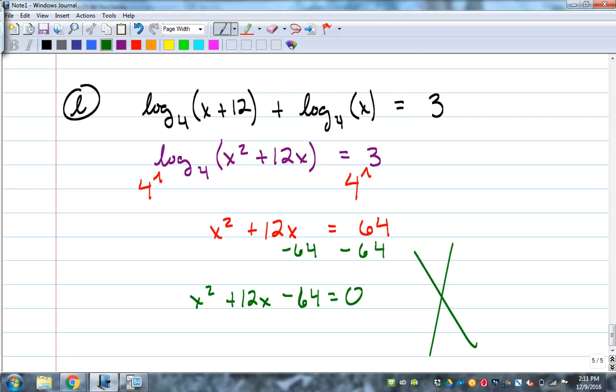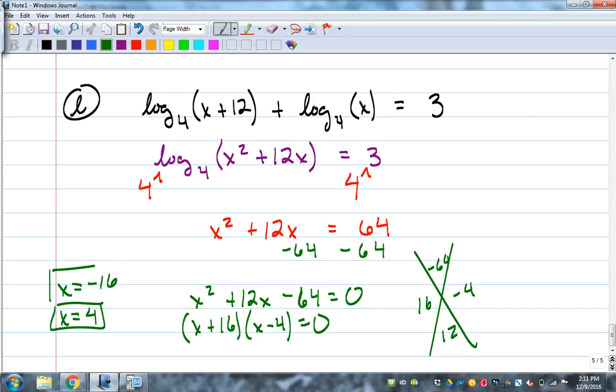Factor it. Negative 64, 12, the 16, and negative 4. X plus 16, x minus 4. So you get the answers x equals negative 16, x equals positive 4. And we throw out the negative 16 because it gives us a log of a negative number. We can't do that.